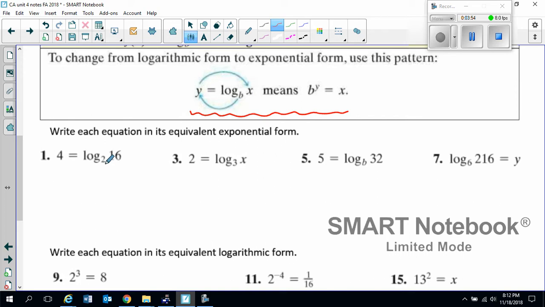So right here, this is going to be 2 to the power of 4 equals 16. And yeah, that's true, but I don't even need to solve it right now. This is just practicing our conversions. Then this is going to be 3 to the power of 2 equals x. That's it, just leave it like that for now. Here, this is going to be b to the power of 5 equals 32. And this one, they're trying to throw us off by switching the two sides, but it's the same idea. This is going to be my base, 6.